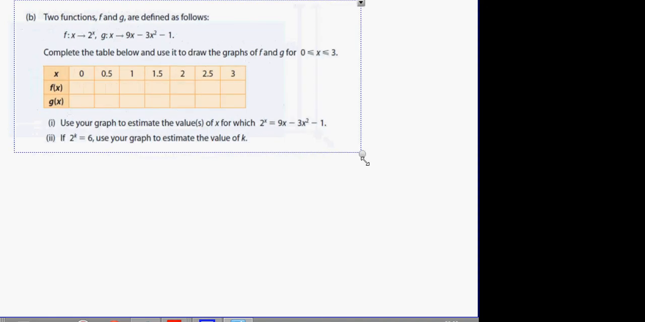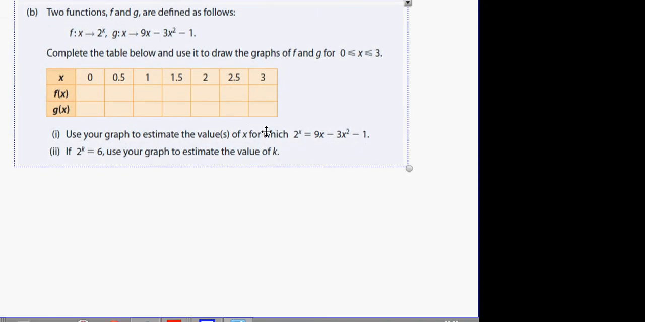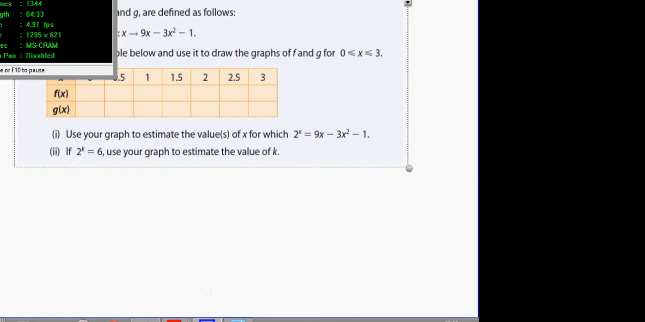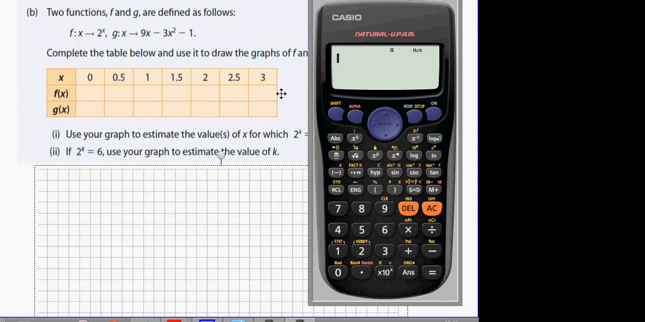Now, two functions, f and g, are defined as follows. Complete the table and use it to draw graphs of f and g for 0 less than x less than 3. Okay. We're going to need f of x equals 2 to the power of x. So 2 power button x. It wants me to go from 0 to 3, but this time it wants me to go up in 0.5s. I know I'm going up in 0.5s because the step is 0.5, okay?